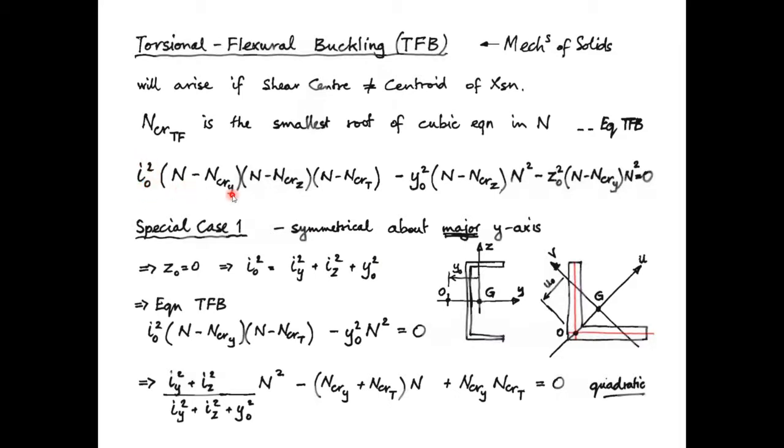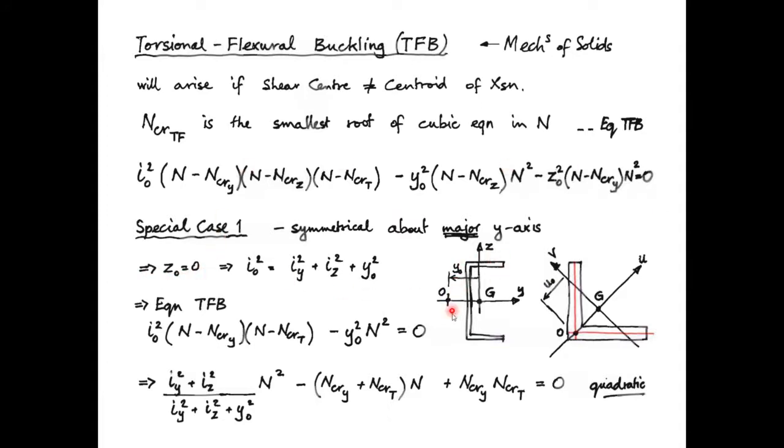N is the axial load. NCR is a critical buckling capacity about the y-axis. Critical buckling capacity about the z-axis is NCR-Z. NCR-T is the torsional critical buckling capacity in there. Okay, so that's the equation.